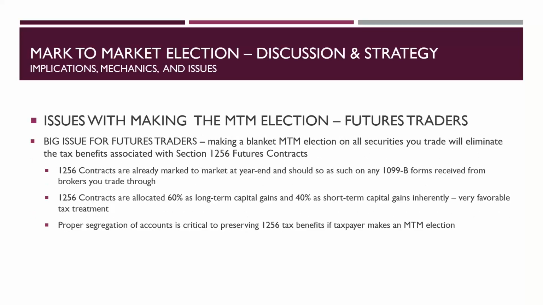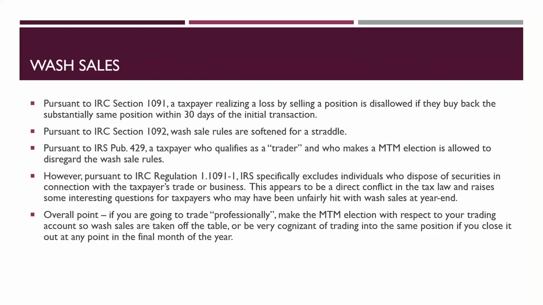Okay. Same thing I mentioned earlier with 1256 contracts. So 1256 contracts already are marked. You get a 1099-B from any of the clearinghouses or the futures brokers that you're using. That gets reported appropriately. So if you make a mark-to-market election on 1256 contracts, you're basically going to lose that tax benefit. So my informal advice would be, don't do anything with respect to 1256 contracts. That should just be a separate account. When you make a mark-to-market election, you can be very specific with what accounts you're actually electing for. You have to make sure that if you're doing any futures trading, the election does not apply to any futures-based accounts.